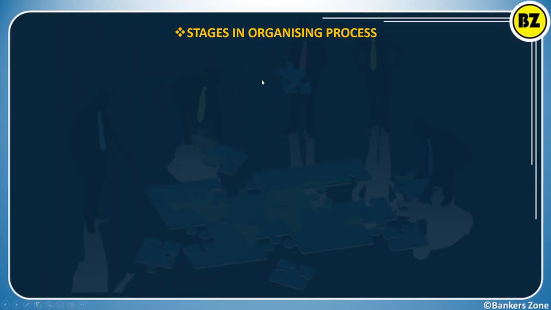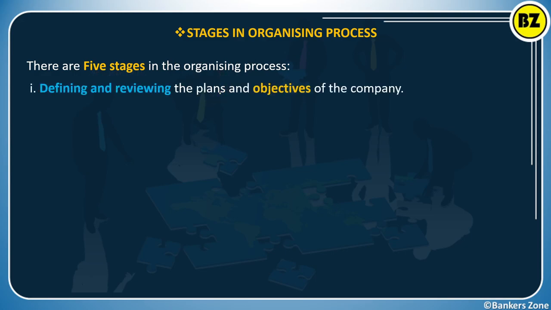Okay, now we have to see the different stages in the organizing process. First you have to understand there are a total of 5 stages in the process of organizing. So first is what? Defining and reviewing the plan and the objective of the company, right? First, obviously, you will have some goal. So you will have some plans and objectives for the company. First thing, you have to define that properly. If needed, you can review it, right?